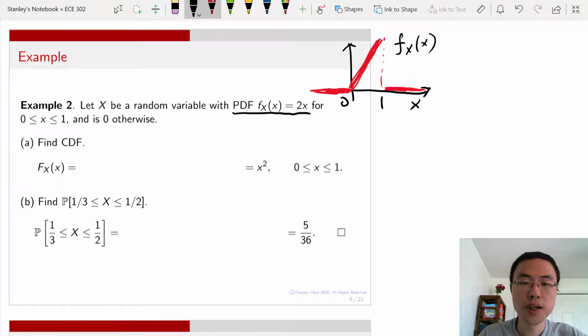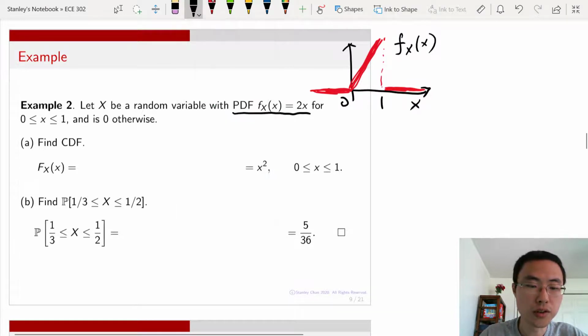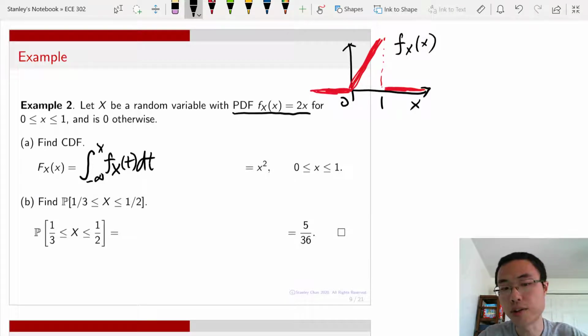Now, if this is the PDF, how will the CDF look? According to the definition of a CDF, this is just the integration from minus infinity all the way to x of f_X(t) dt. That is the definition. Now, if I plug in the PDF, this is 2 times t.